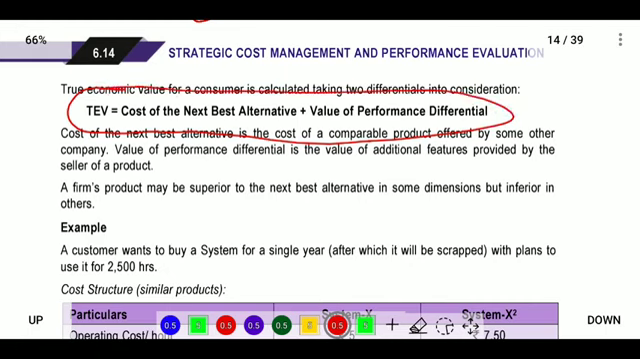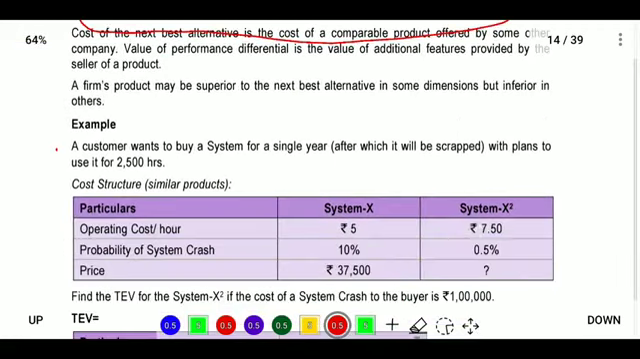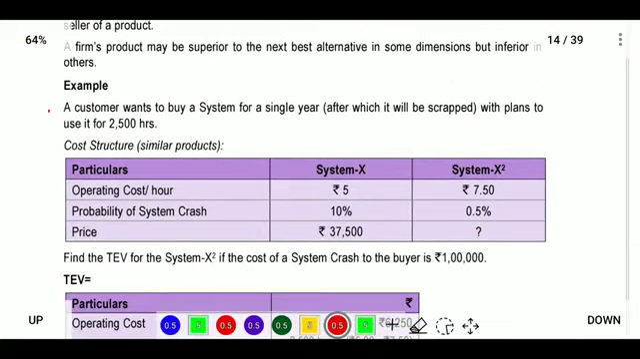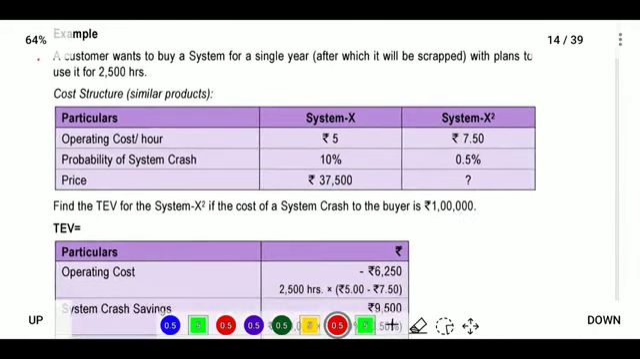alternative. If you have an alternative product, we take its cost plus the difference from our product to his product. We will see that preferential difference, and we will reduce or add it to that cost. For example, a firm's product may be superior to the next best alternative. For example, they provided one example. From this example we will understand the true economic value.